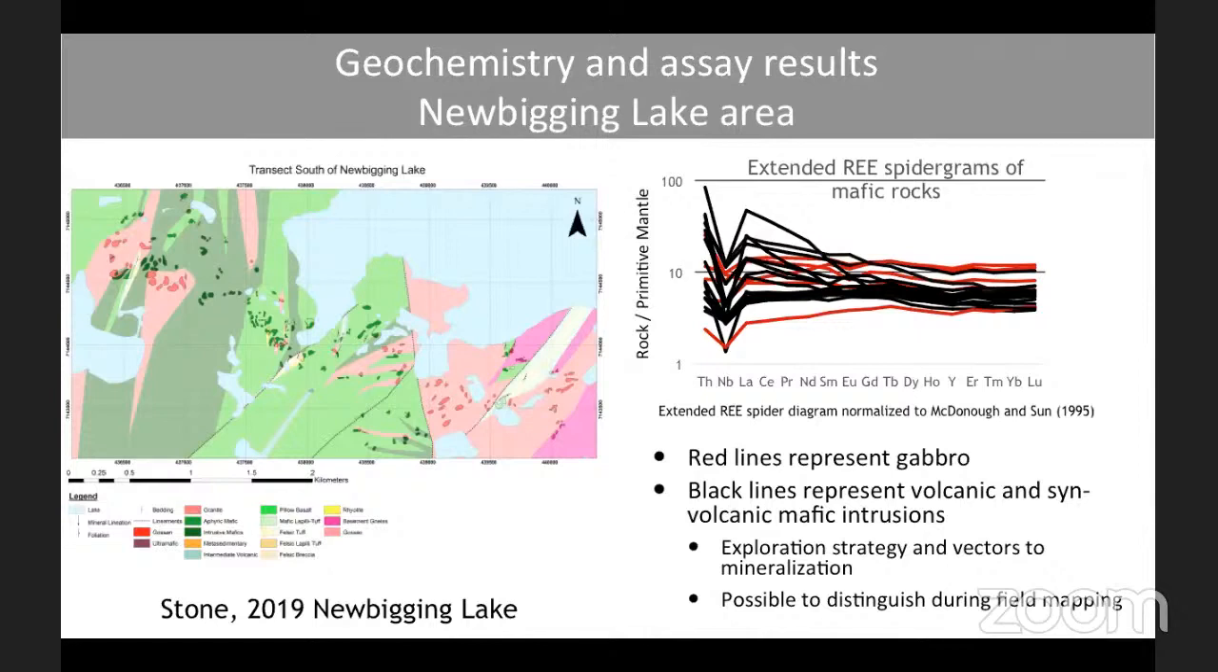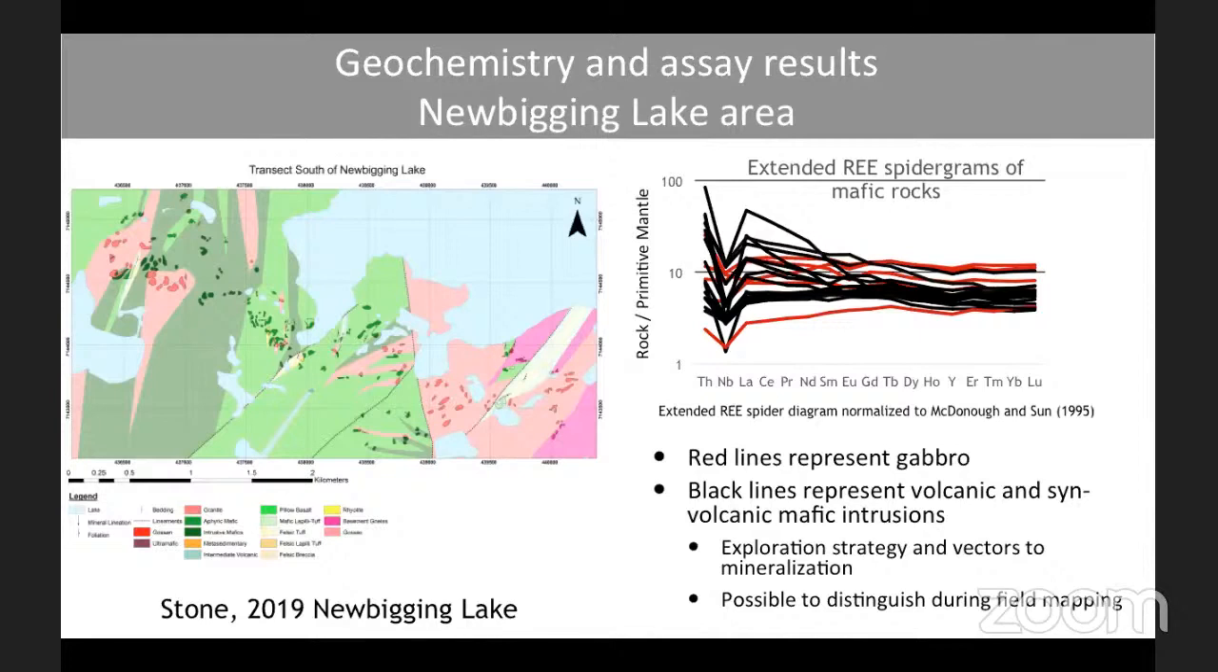We can see a difference in the negative niobium anomaly, and I think this work, the mapping with the geochemistry combined, really goes a long way in explaining some of the variations that we see in metal endowment in the Winter Lake Greenstone Belt.